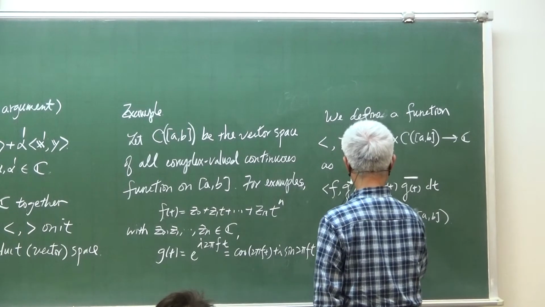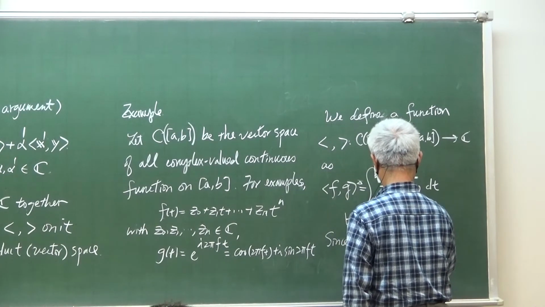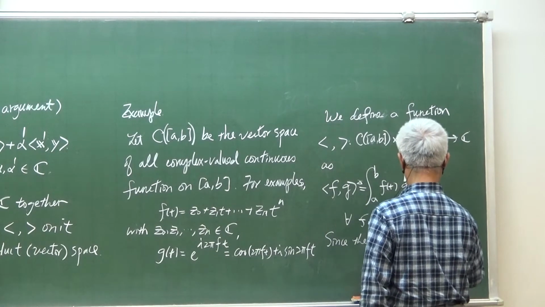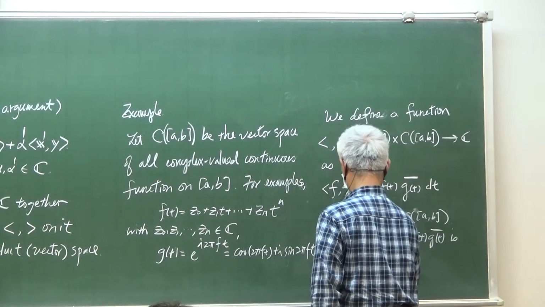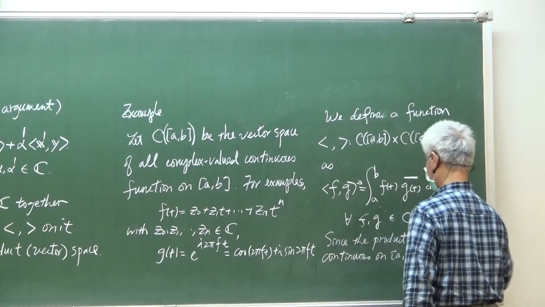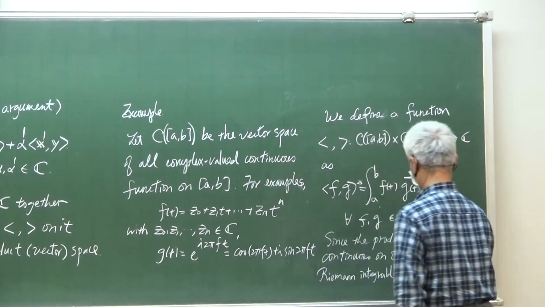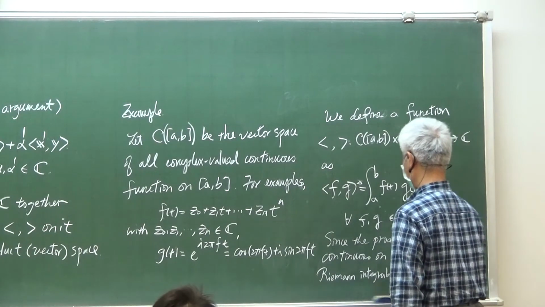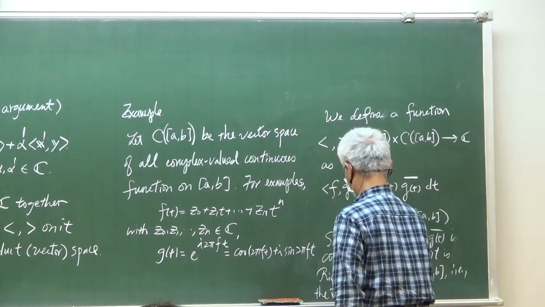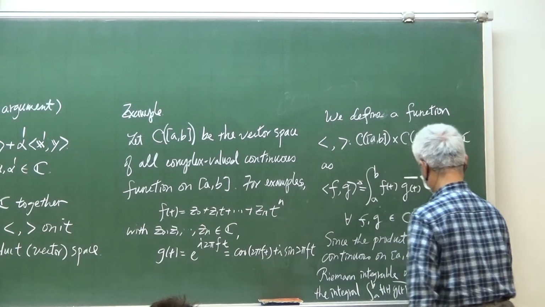Since the product f of t and g of t bar is continuous on [a,b], it is Riemann integrable over [a,b], i.e. the integral of f of t g of t bar dt exists.